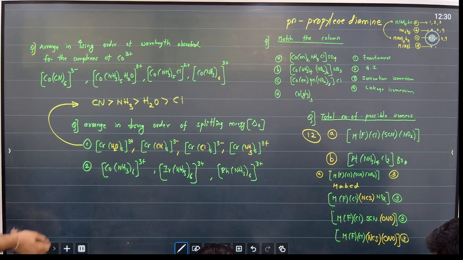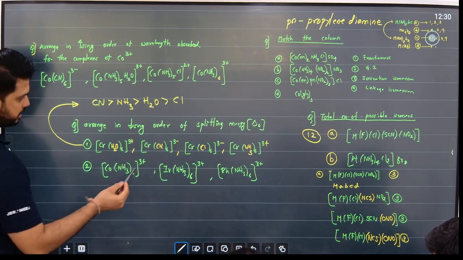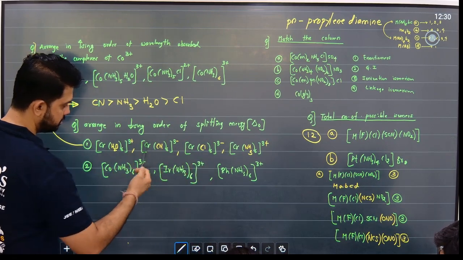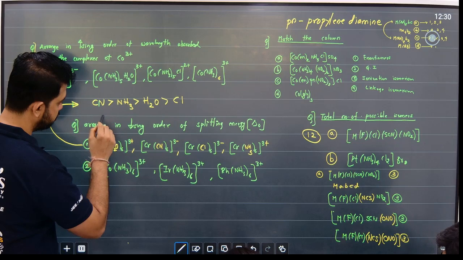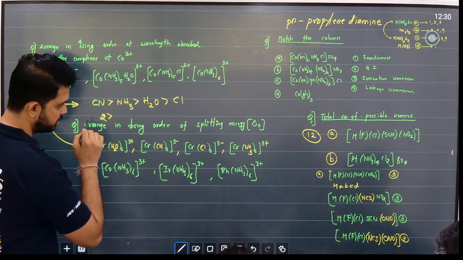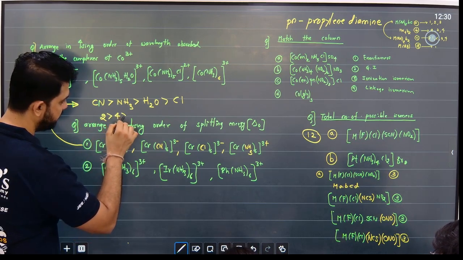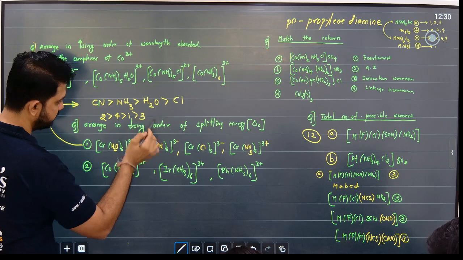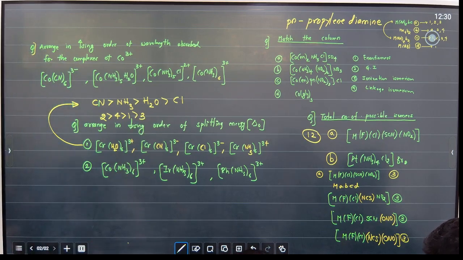Now can you tell me which will have the highest crystal field splitting? 1, 2, 3, 4. So 2, then we have 4, then we have 1, and last we have 3. Did you get that? Yes or no?